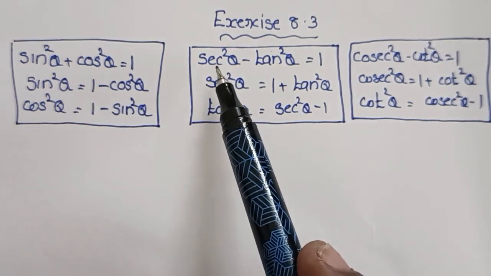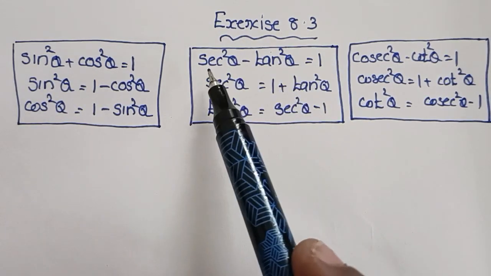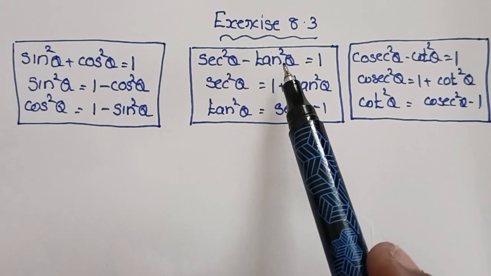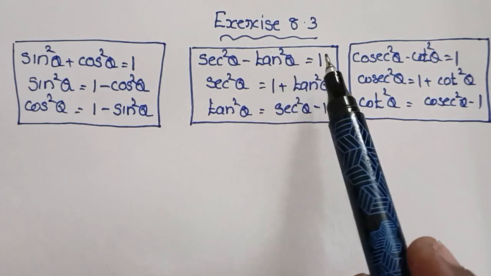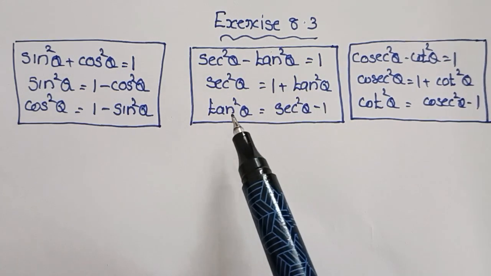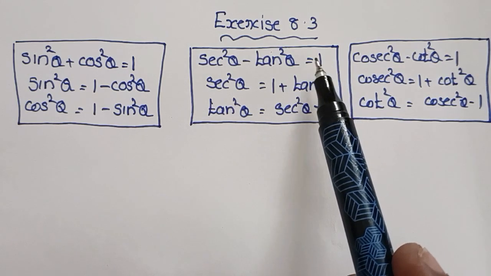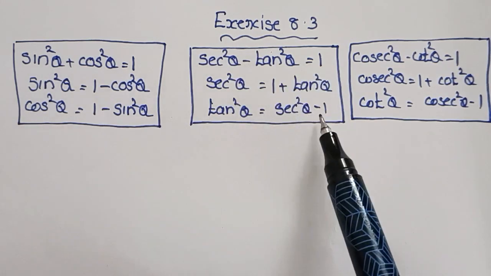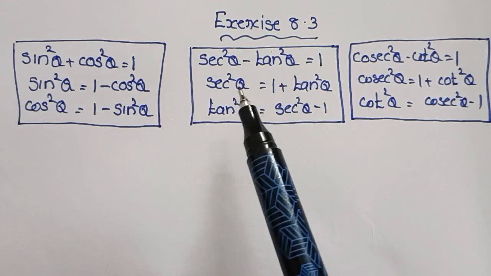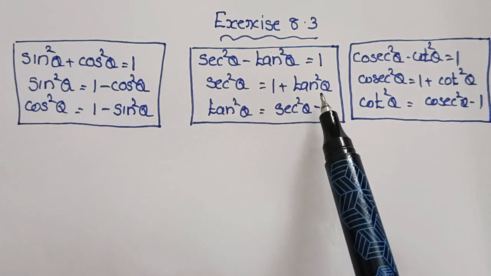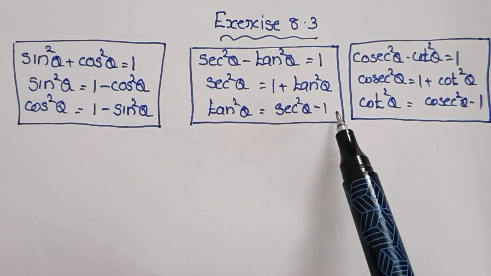Second, sec square theta minus tan square theta equal to 1. Sec and tan are connected. That is sec square theta minus tan square theta equal to 1. From that we get sec square theta equal to 1 plus tan square theta. And by taking tan square to the RHS, we get tan square theta equal to sec square theta minus 1. Okay. So sec square theta minus tan square equal to 1, and sec square is 1 plus tan square theta, and tan square theta equal to sec square minus 1.